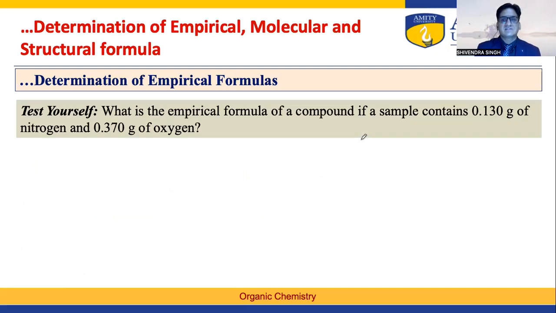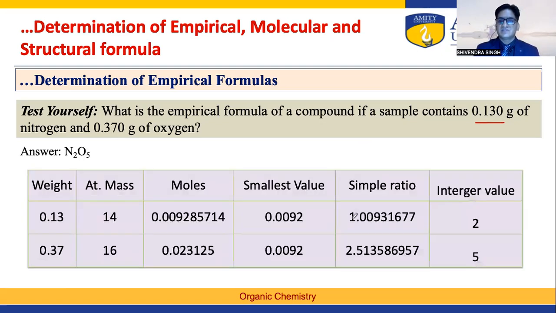Similarly, if I ask, if you have a sample having 0.130 gram of nitrogen and 0.370 gram of oxygen, then what could be the empirical formula? The answer is the same. We have to follow the same process, the protocol for how we move forward, and accordingly we can figure out that it is N2O4. That is for your practice.